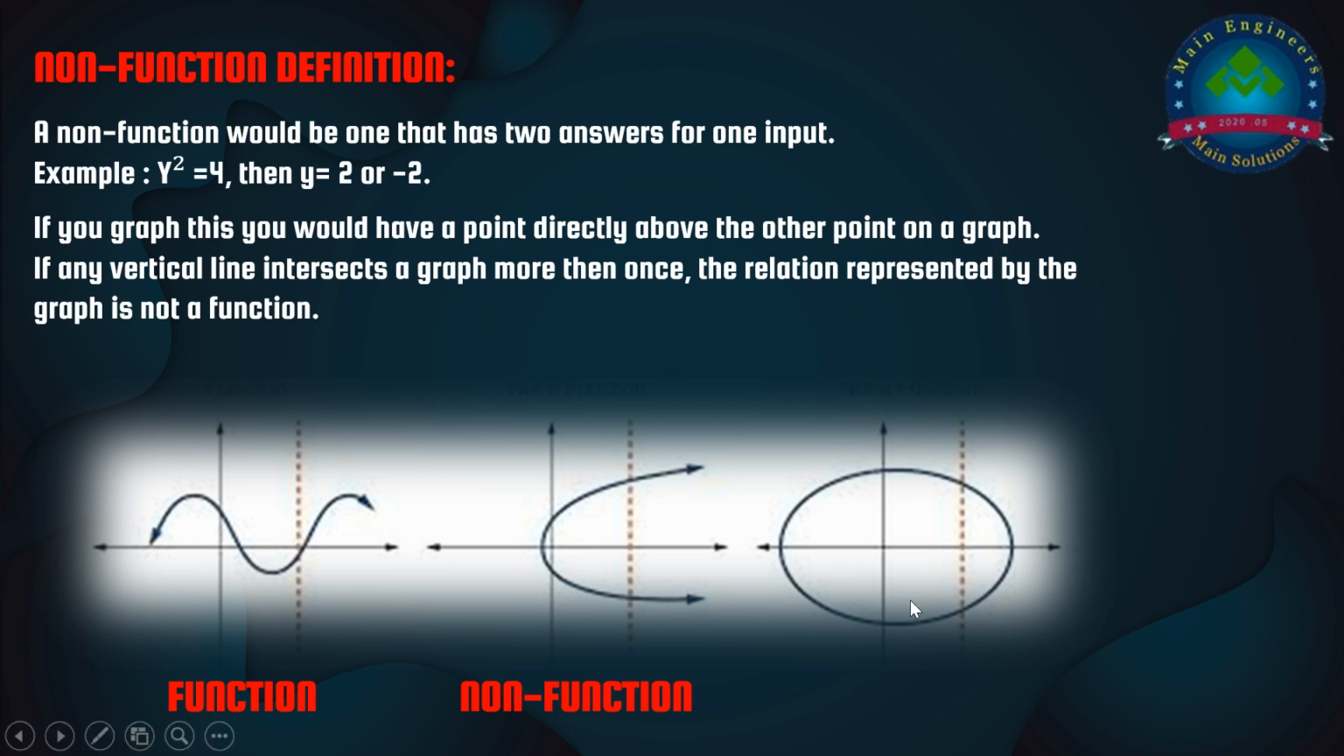Similarly, let's take one more example. Let's draw an oval. If we draw a vertical line, how many points of contact do we get? We get 2 points of contact. So for this given input, we will have 2 outputs. So this is also a non-function.